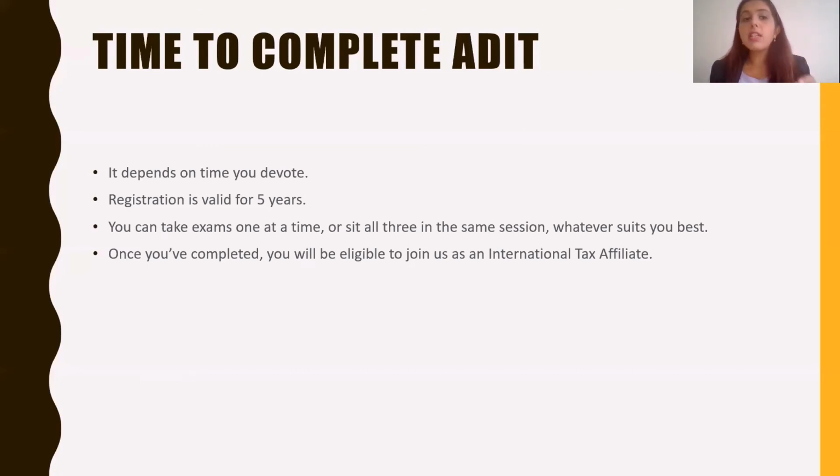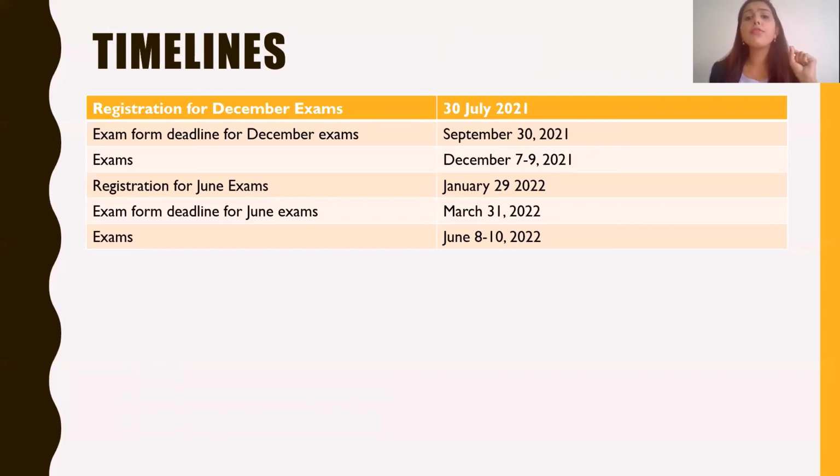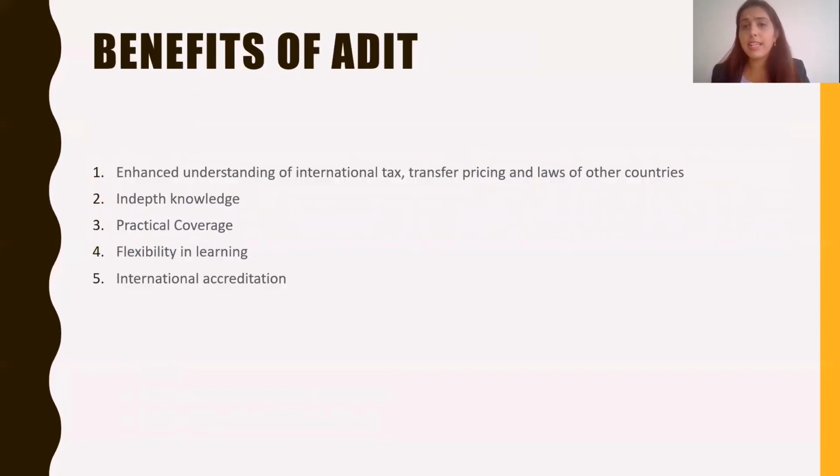And once you have completed, you will be eligible to join as an international tax affiliate by CIOT. So this qualification allows you to use ADIT besides your name. If you are registered as a member of CIOT, you have to file the exam of international tax. But if you are very keen and interested to pursue this area as your career, you should be going for it. You should not be hesitant that you are not aware of any concept or you do not have any practical knowledge. It's absolutely all right. You can go for this particular paper at any point in time.